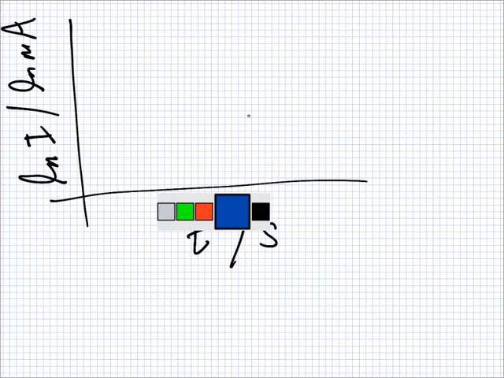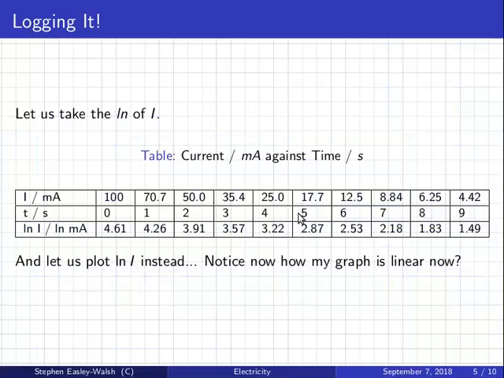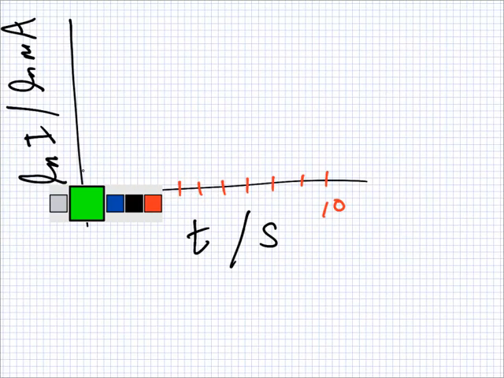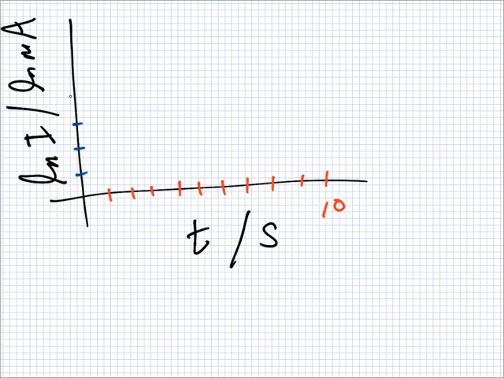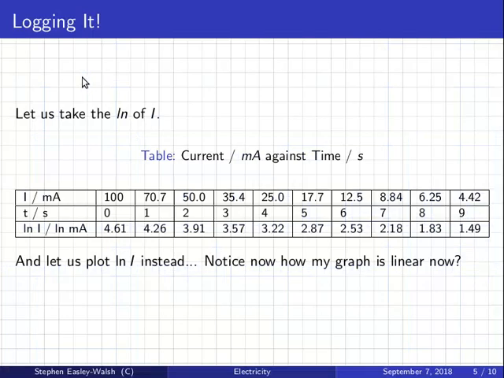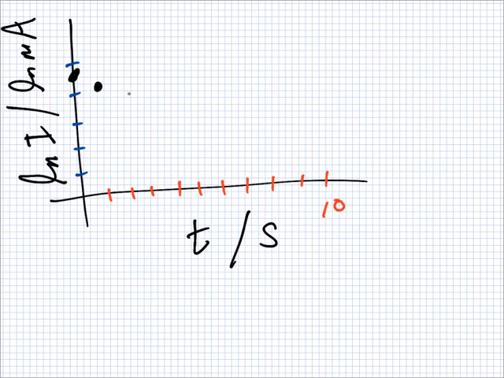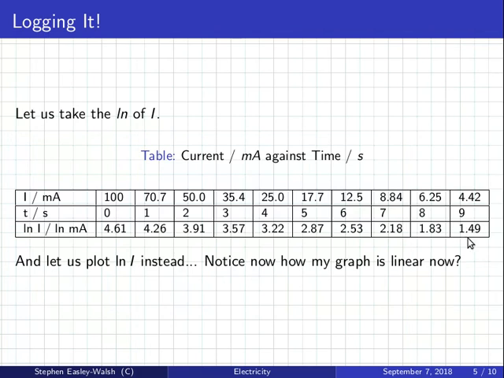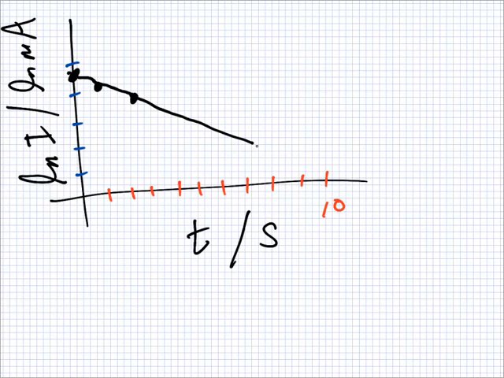Right, so here, 0, 1, 2, 3, 4, 5, 6, 7, 8, 9, 10 seconds, and it starts at 4.61. So the first one here, 4.61, would be like there. Then the next one is 4.26, that would be like there. And then the next one is 3.91, that would be like there. And actually what you'll discover is you'll get a straight line, and it gets down to 1.49 when it gets to 9, so roughly something like that. That's what the graph looks like now.